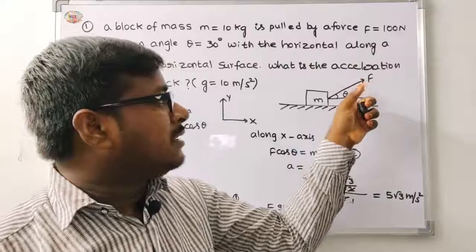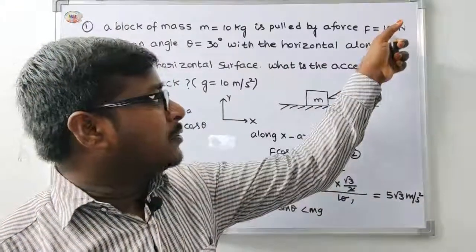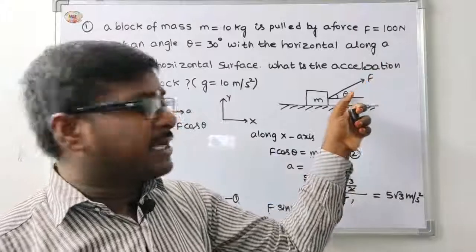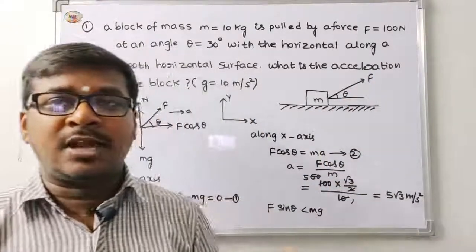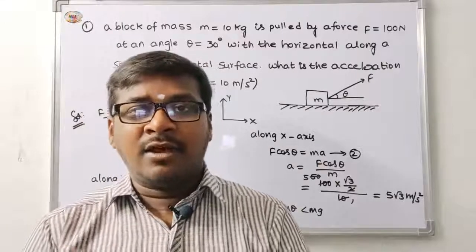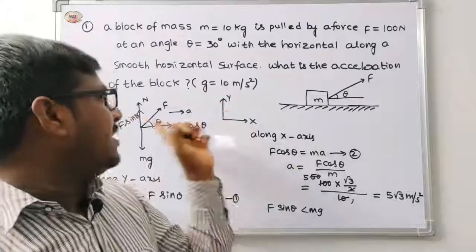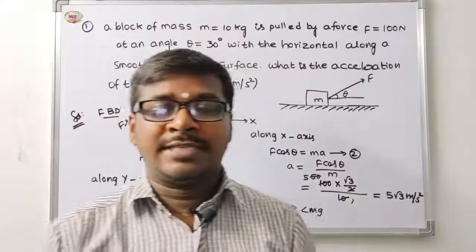A force of 100 Newton is acting, making an angle theta. Theta is resolved into two components, horizontal and vertical. The horizontal component is F cos theta, the vertical component is F sin theta. Along the y-axis, N plus F sin theta minus mg is equal to 0. That is equation number 1.